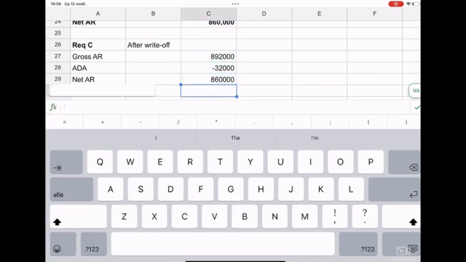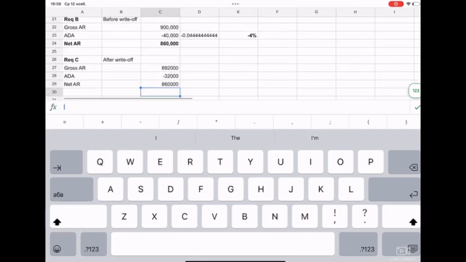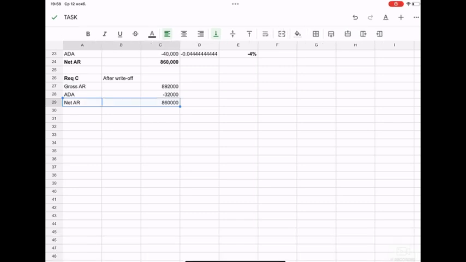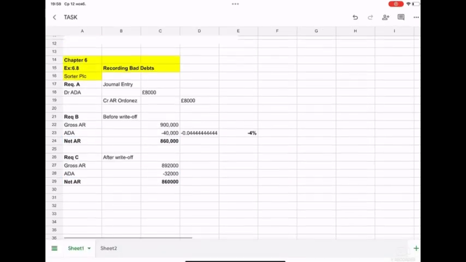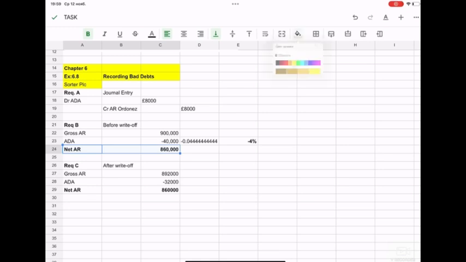Okay. Here I want to color them so we can definitely see the answers. So requirement B, requirement C, and requirement A. And that is it.